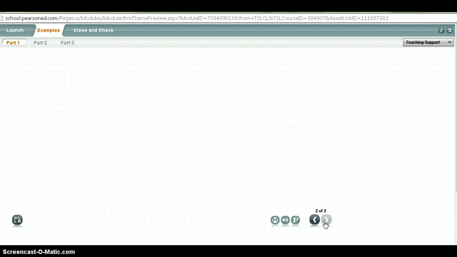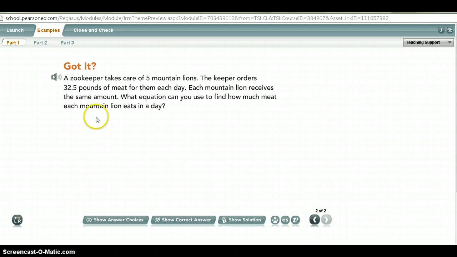Okay, so let's go ahead and go to the next question. A zookeeper takes care of 5 mountain lions. The keeper orders 32 and 5/10 pounds of meat for them each day. Each mountain lion receives the same amount. What equation can you use to find how much meat each mountain lion eats in a day?